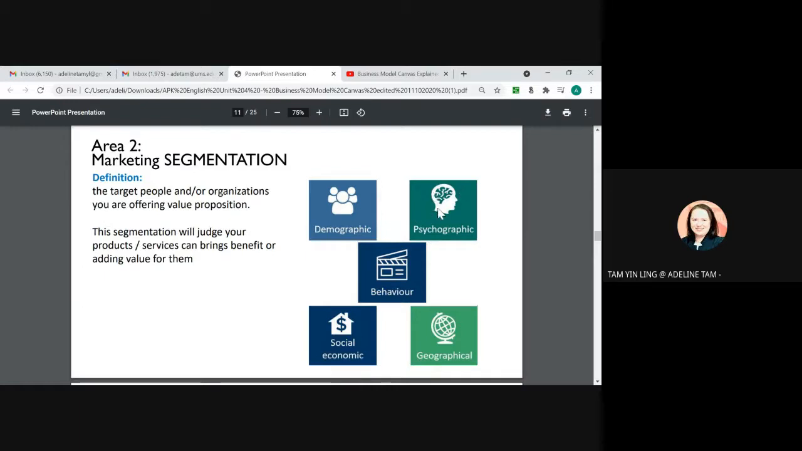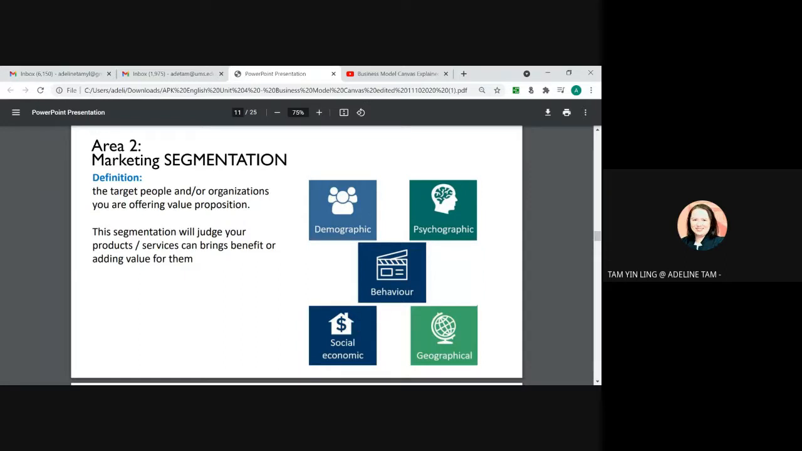So for example, there are consumers who are worried about pollution. So they prefer organic food. Okay, organic food. So this is psychographic. There are also consumers who are social or economic minded. Okay, so they want to buy affordable cheap products. So social economy status can be one of the ways to segment the product.